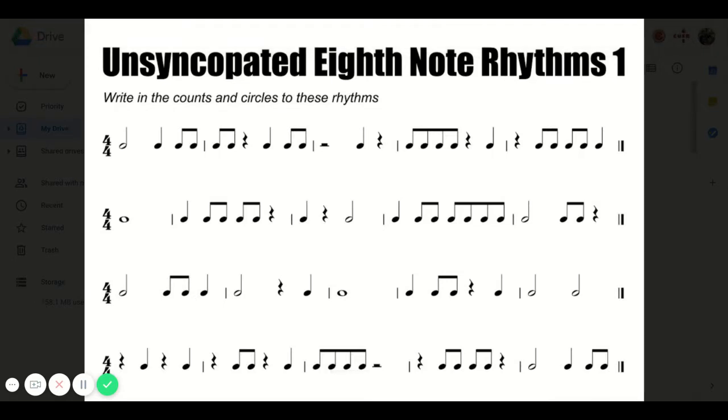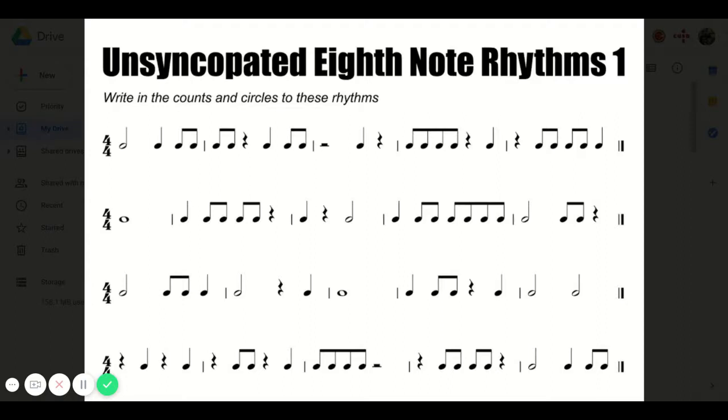In this next measure, it would be counted 1 and 2, which is the rest, 3, which is the 3rd beat, and then 4 and for beat 4 and the extra eighth note. So therefore we have 1 and 2, 3, 4 and. So that was counting rhythms.